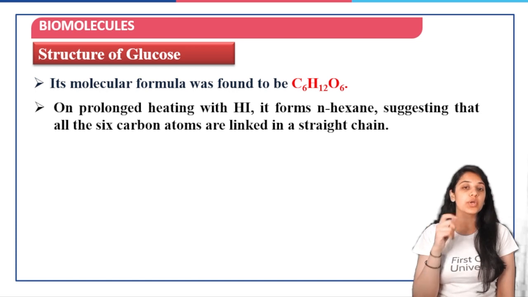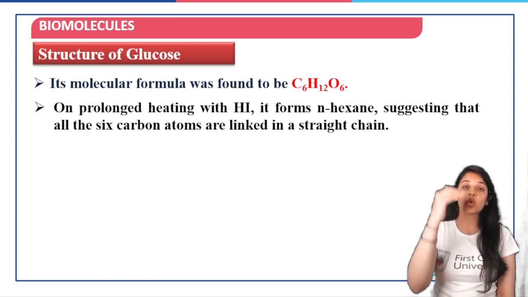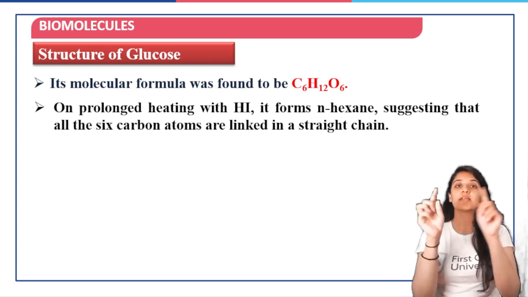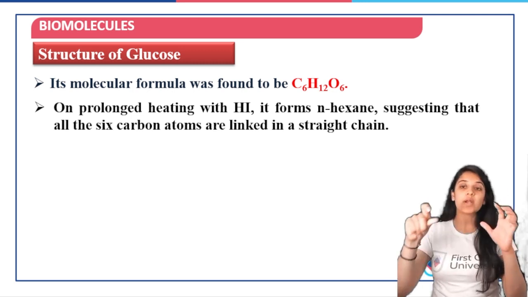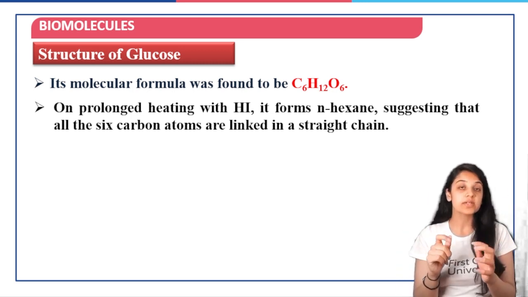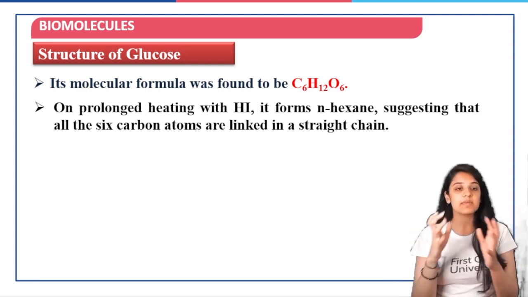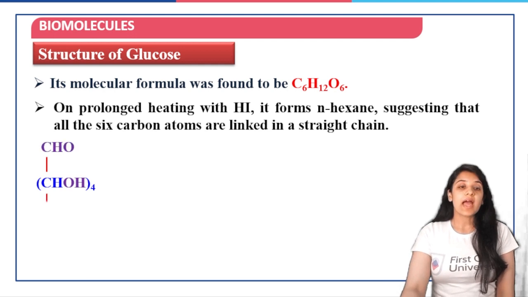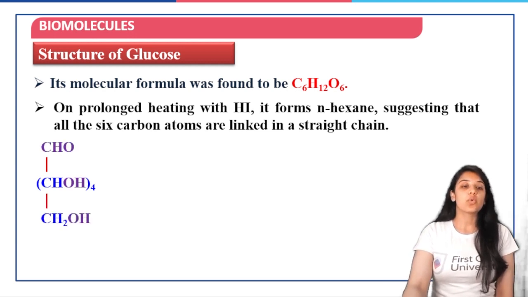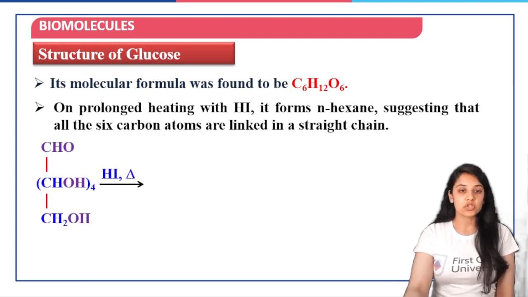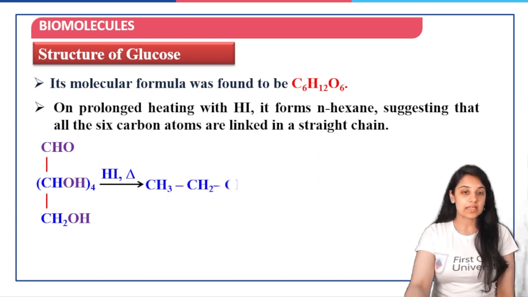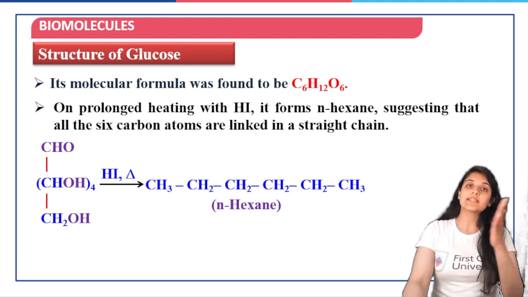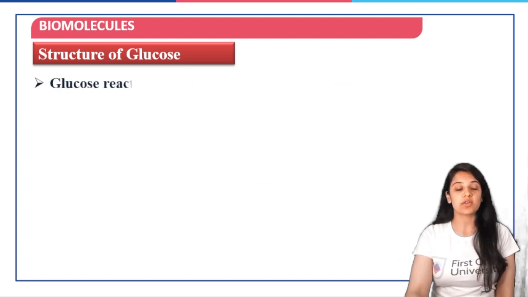n-hexane is going to be obtained, suggesting that all the 6 carbon atoms are linked together in a straight chain. There is no branching. Why? Because we got n-hexane as the product, and n-hexane means there is no branching. So when we have glucose, CHO, CHOH whole 4 and CH2OH linked together and we add HI to it and heat it, what we get is n-hexane. And this means that all the 6 carbon atoms are present in a straight chain form.